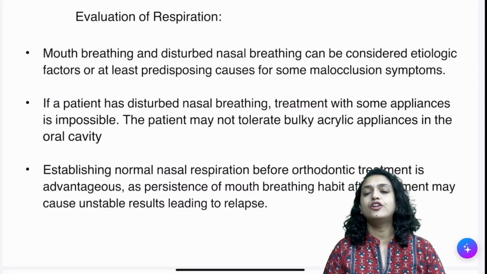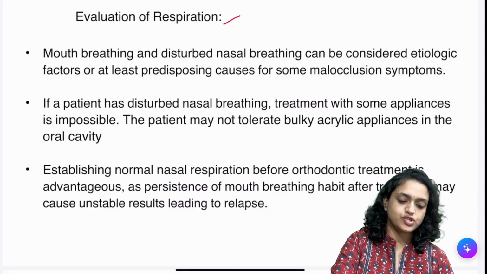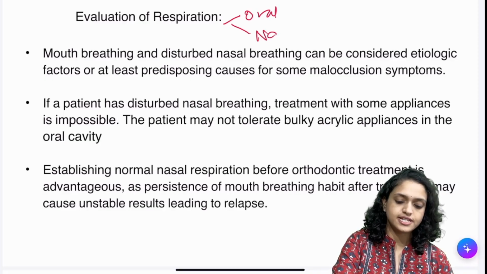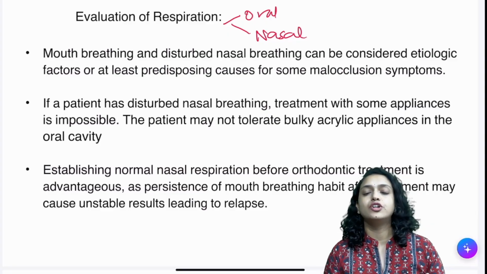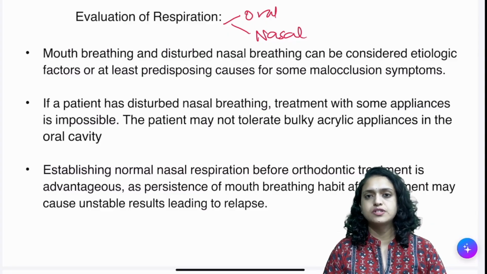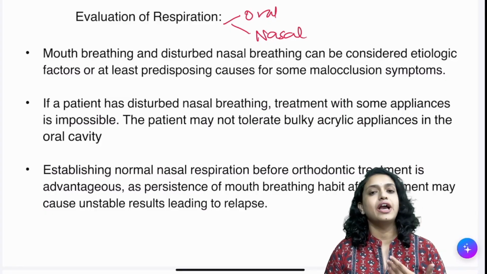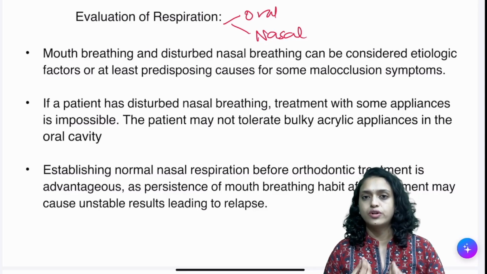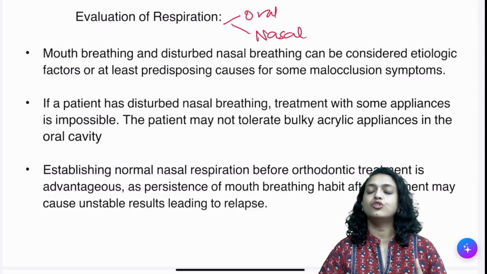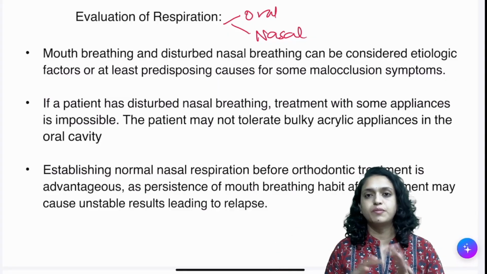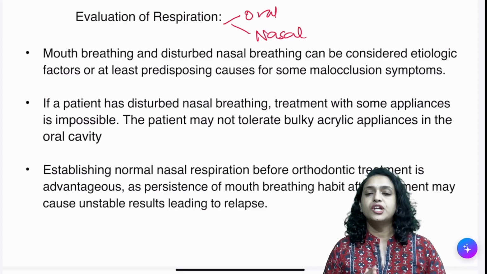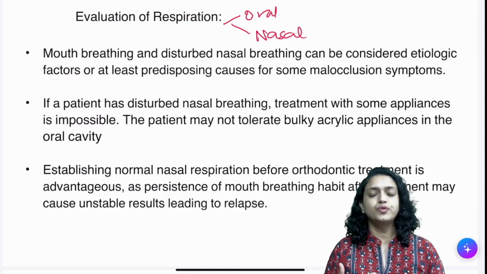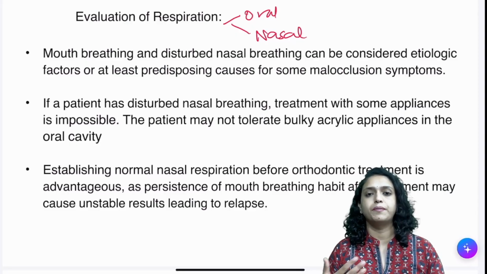Next is the evaluation of respiration. There are two types of respiration: oral respiration and nasal respiration. Usually we have an oronasal respiration, because not all the time are our nasal passages clear. If we have a cold or flu-like symptoms, we have a transient oral respiration, but it goes back to normal when the mucosa is cleared or the inflammation subsides. But patients who, habitually or due to anatomic or pathological factors, constantly breathe through their mouth, so oral respiration needs to be differentiated.